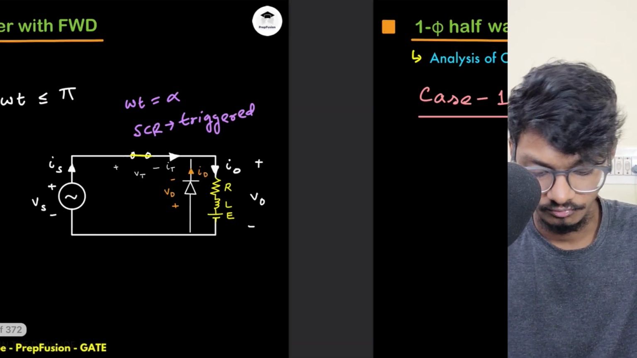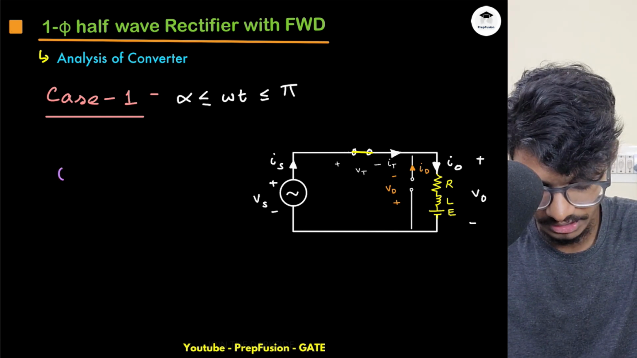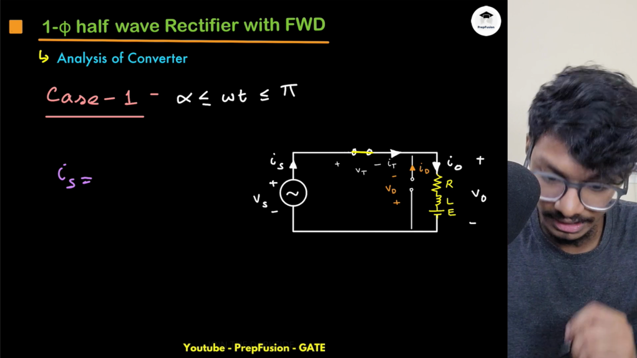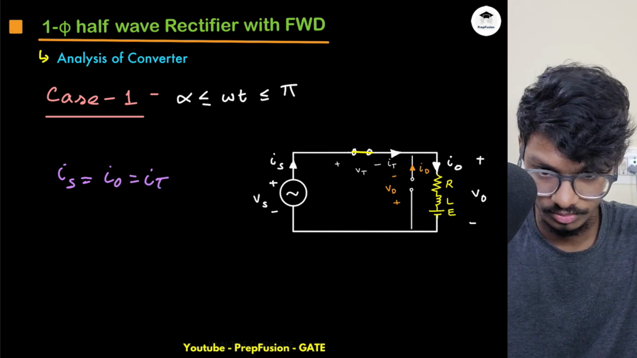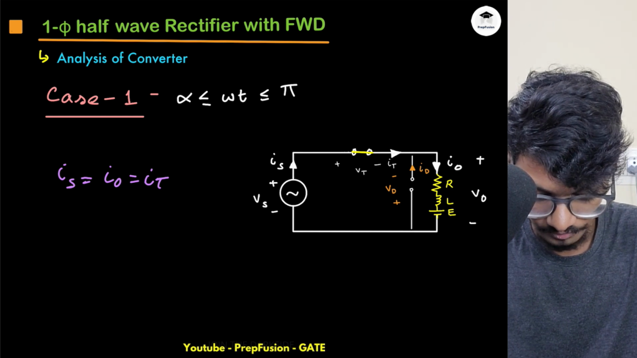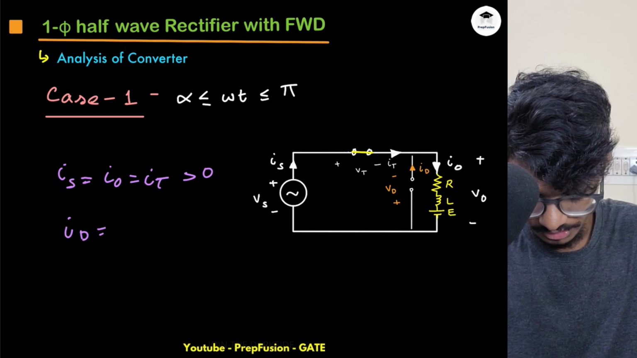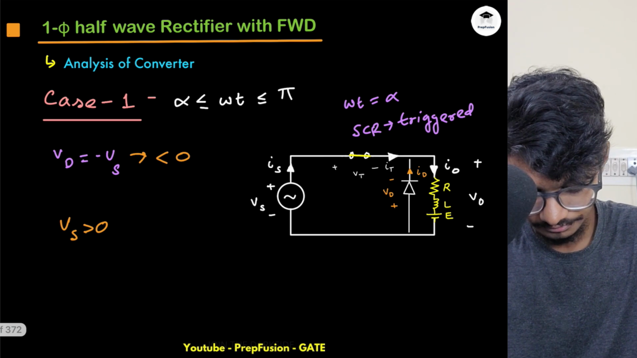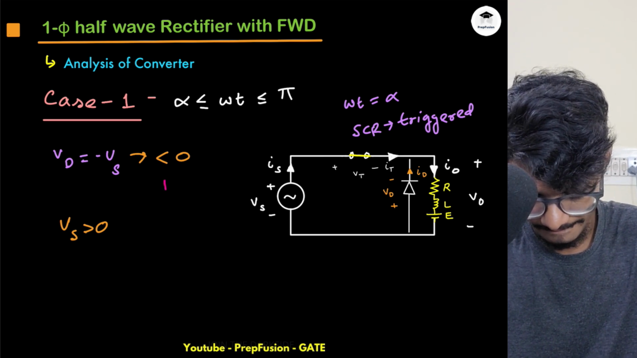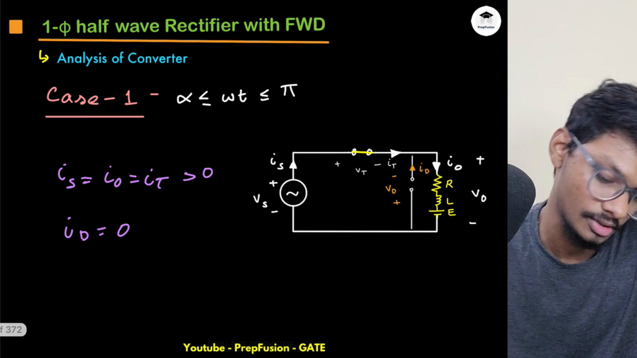Now, what is the analysis here? My current will flow through the SCR. So my IS will be equal to IO, which will be equal to IT. All of these will be equal and positive, greater than 0. And obviously my ID will be 0, right? Why? Because this diode is off.